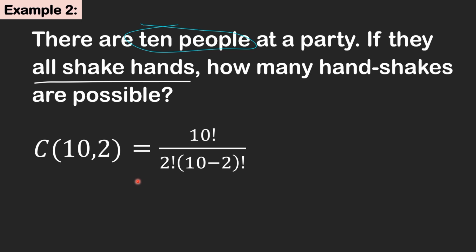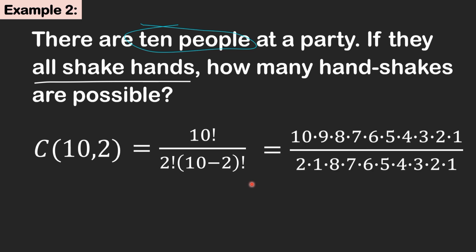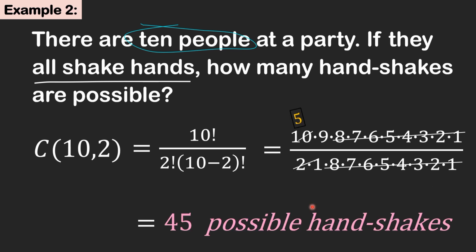Substitute, that is combination of 10 objects taken 2 at a time. Then 10 factorial over 2 factorial times the quantity of 10 minus 2 factorial. Expand, apply the cancellation to simplify. So there are 45 possible handshakes if all the 10 people at the party shake hands with each other.